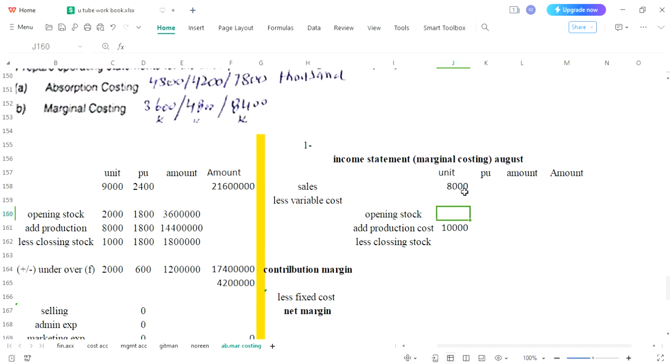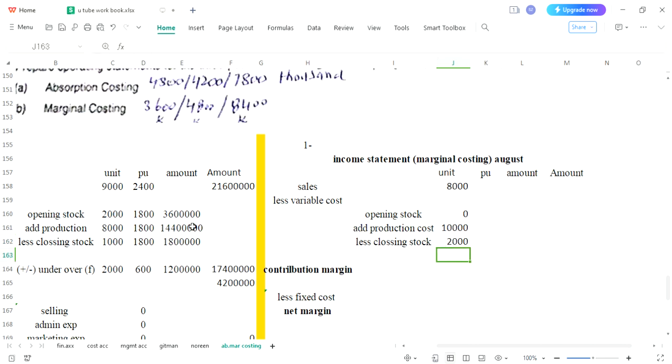Okay, opening stock. As we know it's the first time period, and for the starting of any fiscal year, any income year, any accounting year, any month, there will always be zero. There will not be any opening stock. For closing stock we will think 10,000 units were produced out of which only 8,000 units you were able to sell. It means 2,000 units are still in your closing stock.